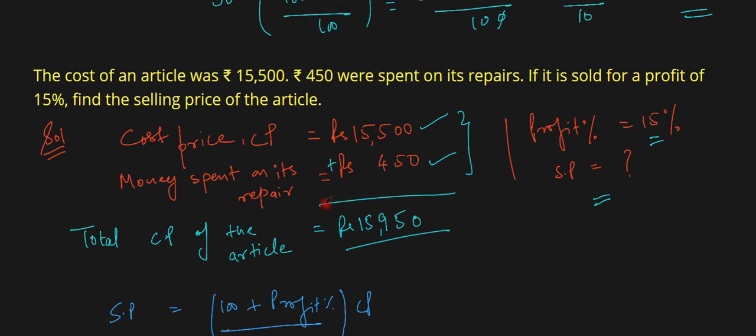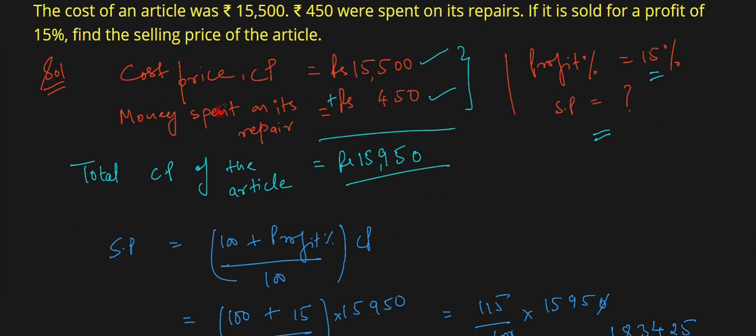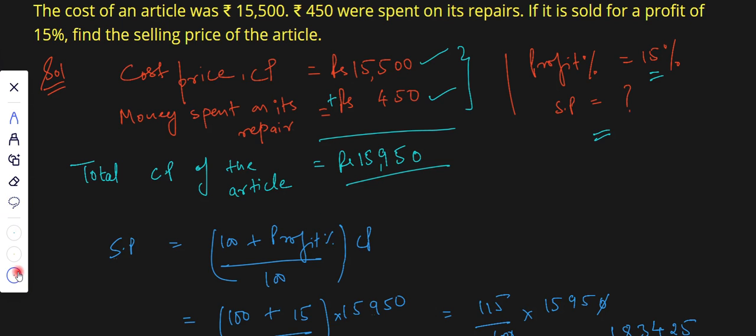So this is how you calculated the SP of that article. Cost price was given, and the amount spent on its repair is also given in the question. So the total CP of that article is equal to purchasing cost plus repairing cost. So the total is 15,950. This one is the total amount that the person invested on that article.